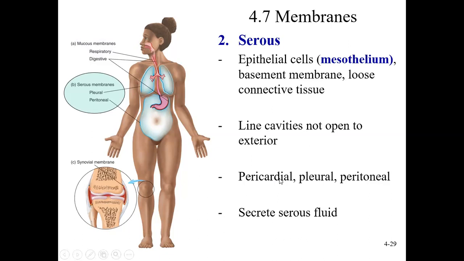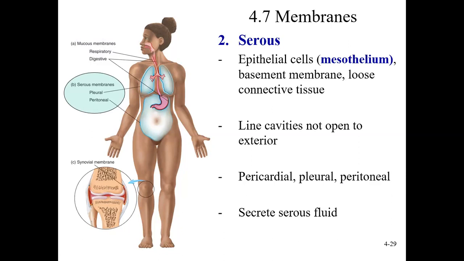And so this is a membrane that you have surrounding the heart. It's a serous type membrane. Pleural refers to the lungs. And so you have a serous type membrane that covers and protects the lungs. Peritoneal, this type of membrane is found in the abdominal cavity, and it's a relatively large membrane that covers many of the organs inside of the abdominal cavity.